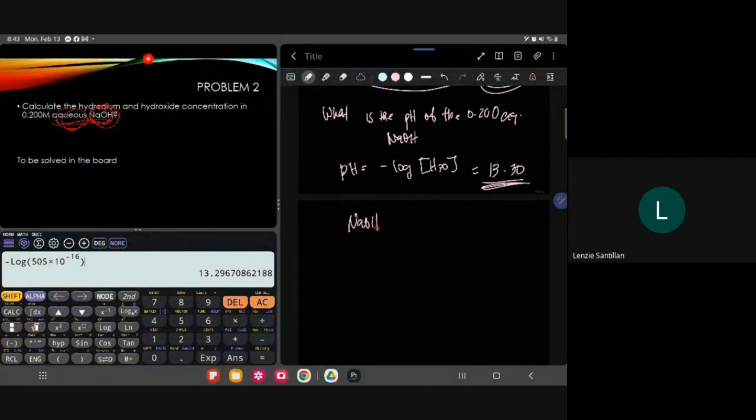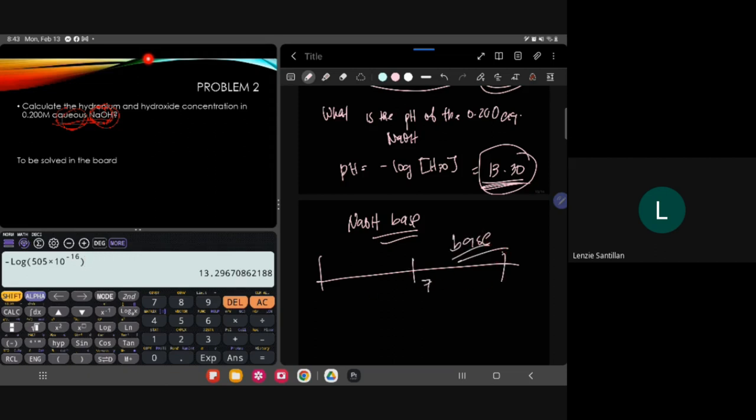NaOH is a base. Tama? And nagme-make sense na ang pH na is 13.30 kasi 13.30 sa pH scale natin is above 7, which means siya talaga ay base. Naiintindihan, kahit may aqueous solution pa yan, siya talaga ay base. Guys, do you understand? So, ganun tayong mag-compute ng KW type of problem.